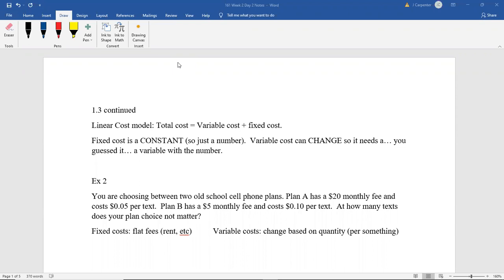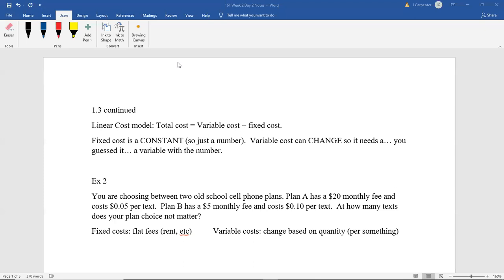So we're going to pick up right where we left off in section 1.3, models and applications, which means word problems. We did one example of a word problem. And then we introduced what a linear cost model looks like. It doesn't have to be just a cost model. It can be a linear model for lots of different things.